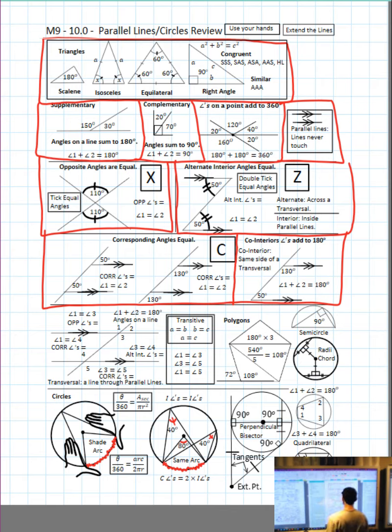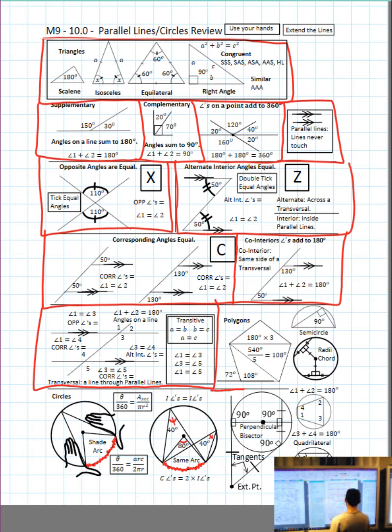If we have a Z and we have parallel lines, the alternate interior angles are equal. The angles across the transversal, interior, inside of the parallel lines. We have corresponding angles, and corresponding angles are equal. We have off to the right co-interior angles, angles that add to 180. Then we just have a little summary of all of this.